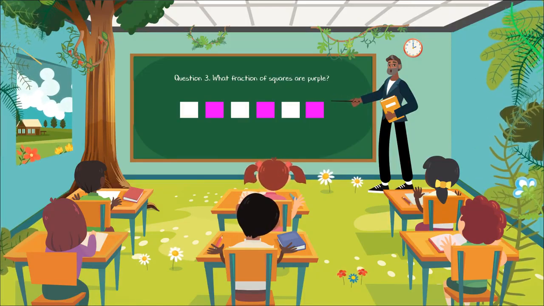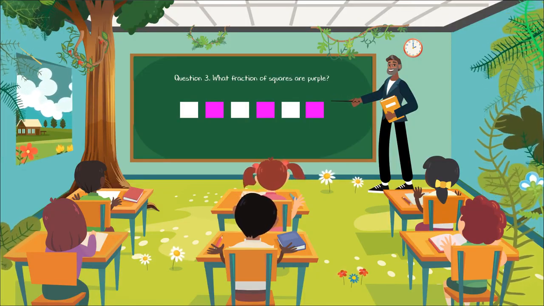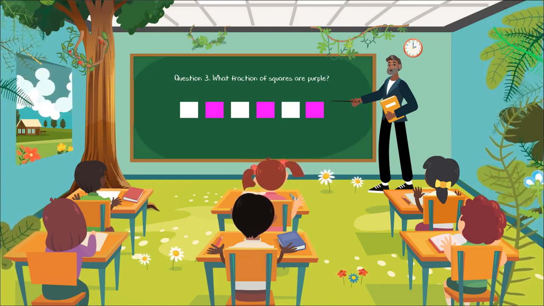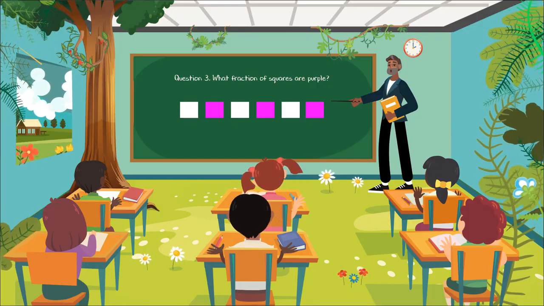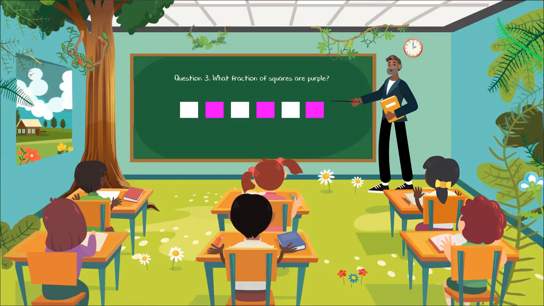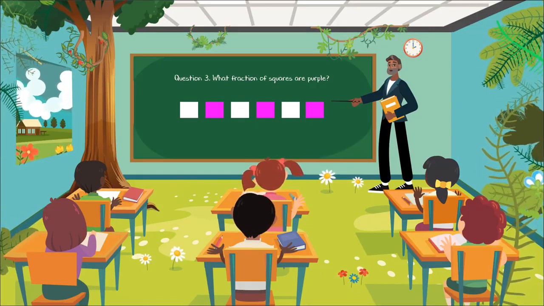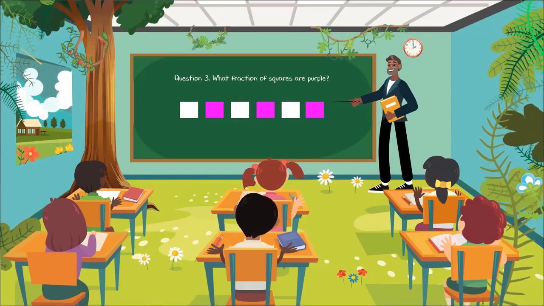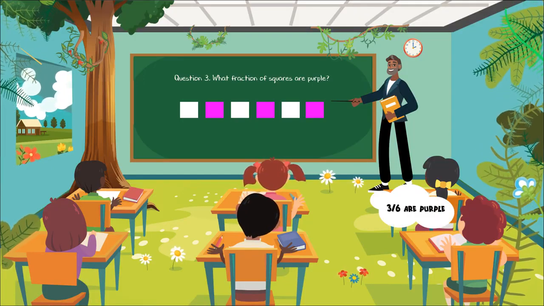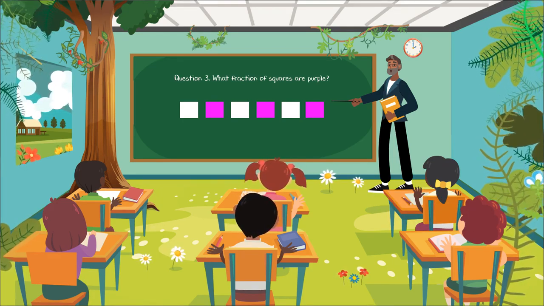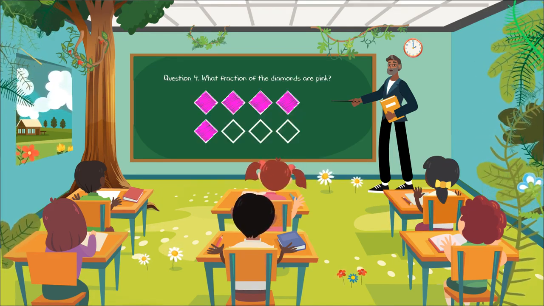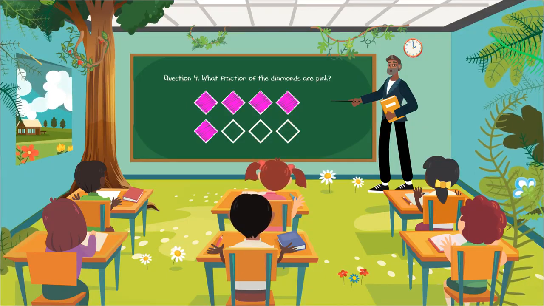What fraction of squares are purple? And don't forget the steps. How many altogether is the bottom number, or the denominator? And the number that we're looking at, the top number, is the numerator. Take a moment. 3/6 are purple. Fantastic.